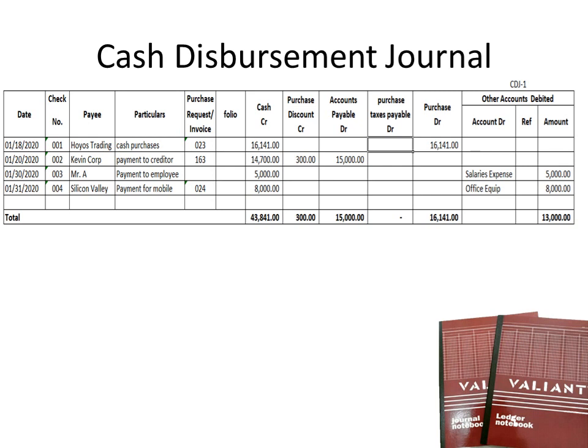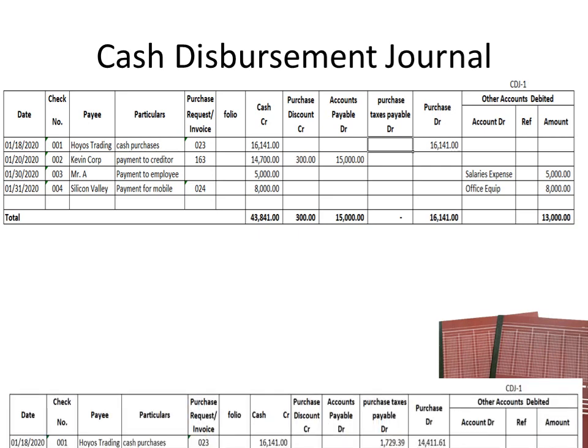Last, on January 31, 2020, we pay check to Silicon Valley, payment for mobile 020 for 8,000. And then it's an office equipment 8,000. But take note, what if we use our credit card to pay? If we use our credit card, then this one should not be included in this journal. Instead, it should now be recorded in our purchase journal. Okay? Because it's a credit purchase if we use credit cards.